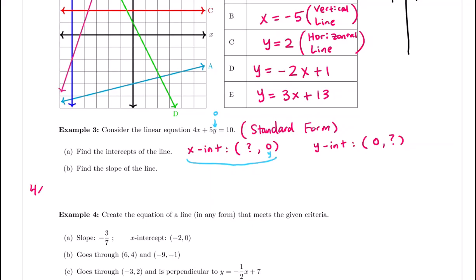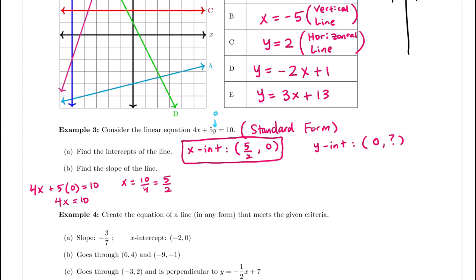I have 4x plus 5 times 0 is equal to 10. 5 times 0 is just 0, so then I get 4x is equal to 10. And then if I isolate x by dividing both sides by 4, we get x is equal to 10 over 4, and that fraction will reduce to 5 over 2. So coming back here now, my x-intercept is (5/2, 0).